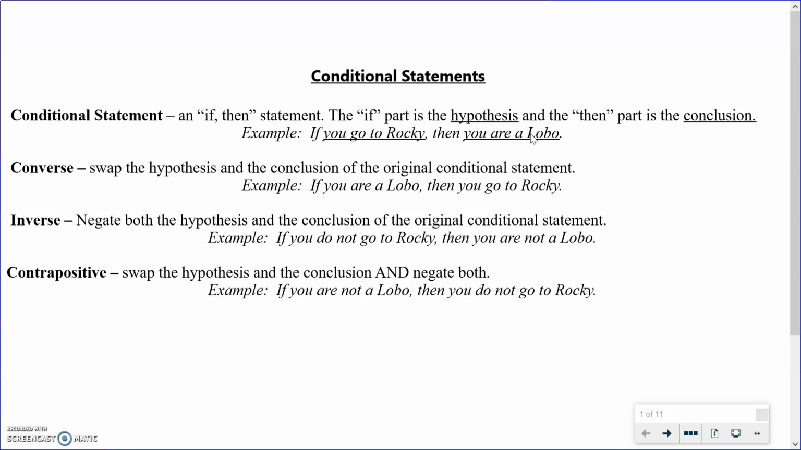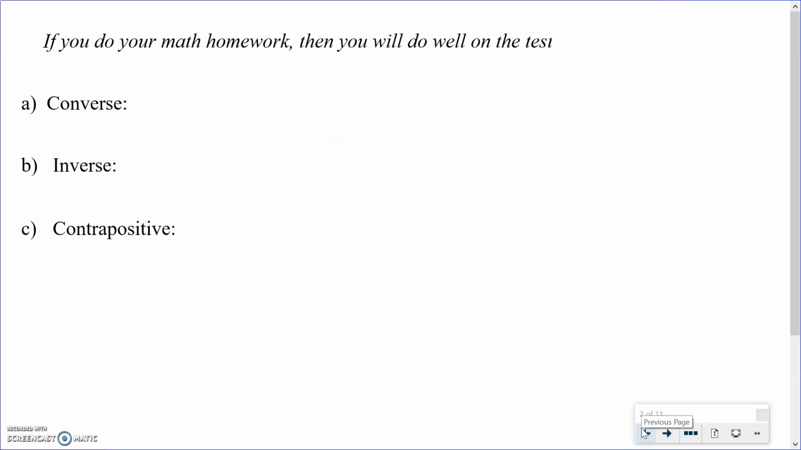So the converse is when you switch the hypothesis and the conclusion. So you're just taking what comes after then and what comes after if and switching them. And then the inverse is when you negate both, so you make them both a not statement. Okay, but you keep the same order from the original. And the contrapositive is kind of the combination of the converse and the inverse. You make them both not and switch them. Okay, so it's negating both and switching. So we're going to do one practice of that, but this is all we're really going to do with this.